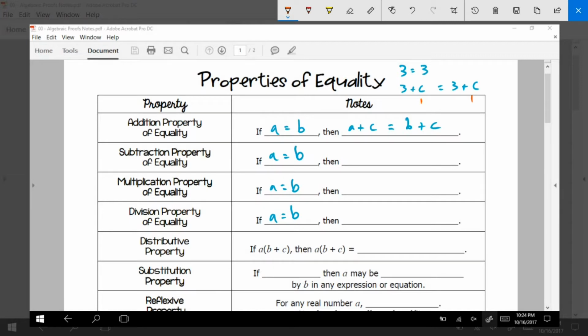So what do you guys think would be the subtraction property, the multiplication property, and the division property of equality? I want you guys to try to figure out those properties of equality on your own, and then you can check back. I'm gonna give you, pause the video right here, and then when you come back, you're gonna see the answers.